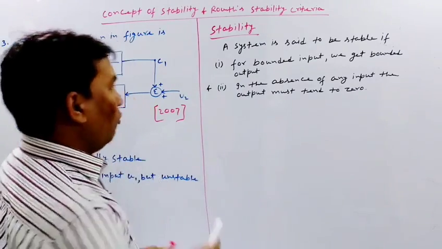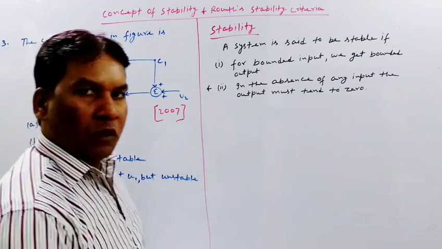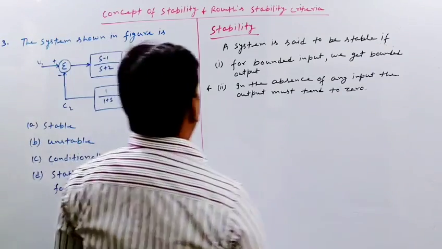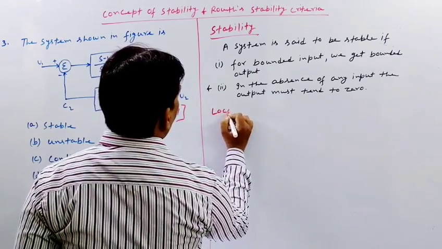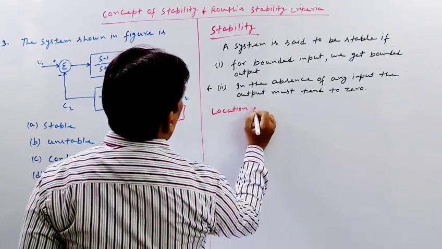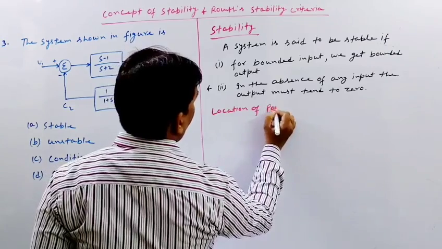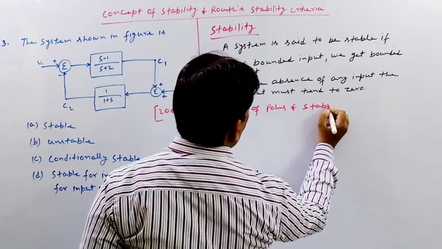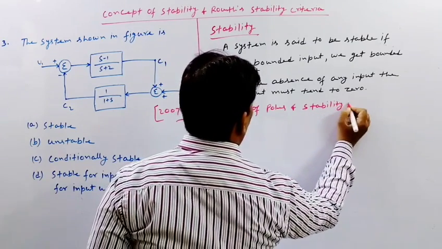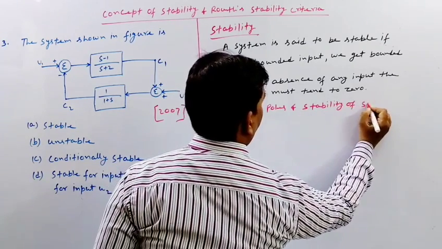So now let me write location of poles and stability of a system.